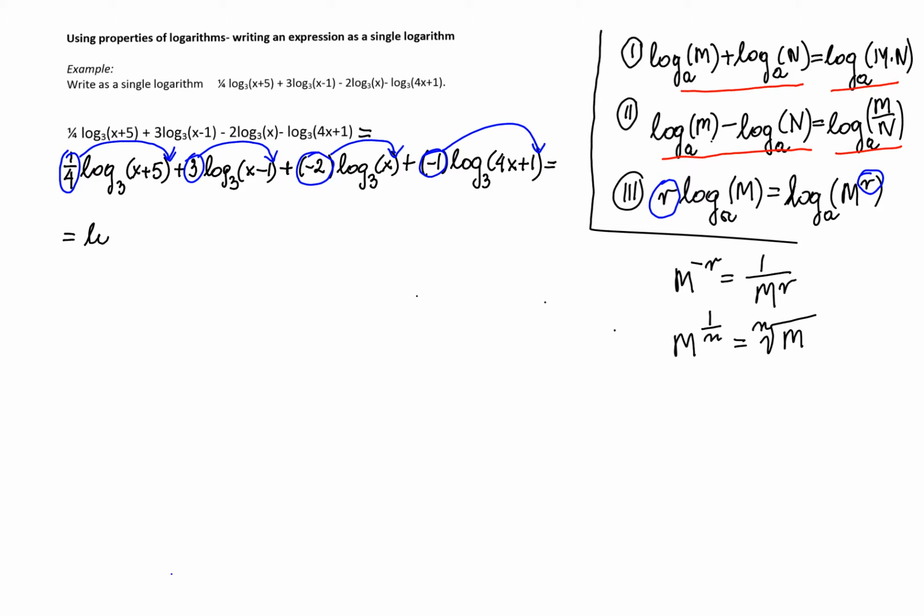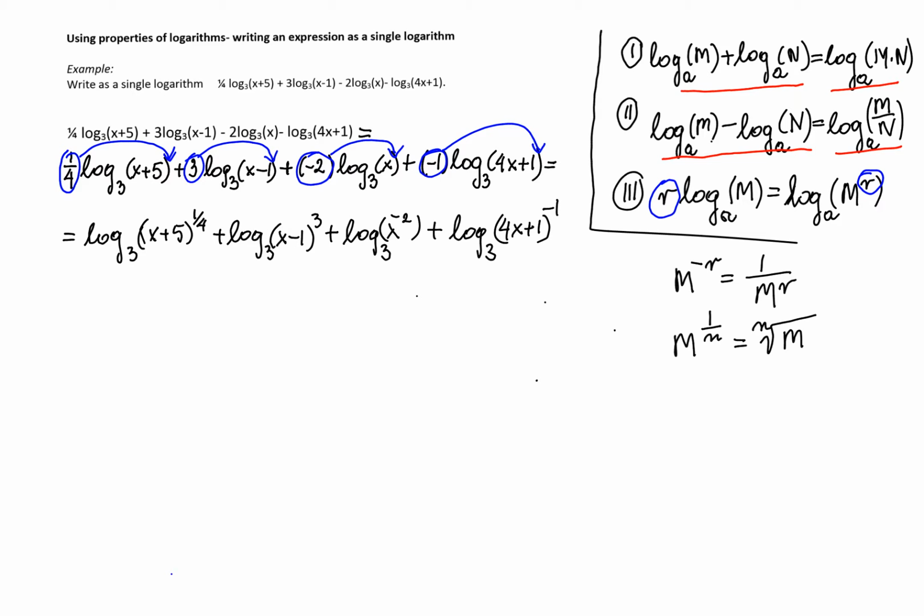So as a result, we'll have logarithm to the base 3 of x plus 5 to the power 1/4, plus logarithm to the base 3 of x minus 1 to the power 3, plus logarithm to the base 3 of x to the negative 2, and plus logarithm to the base 3 of 4x plus 1 to the power negative 1. At this point, we have a sum of the logarithms.